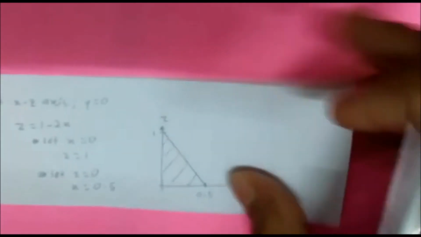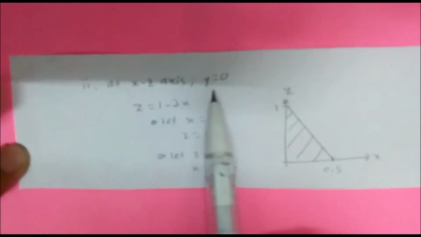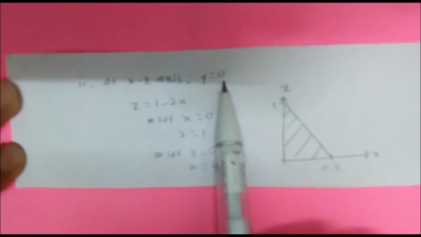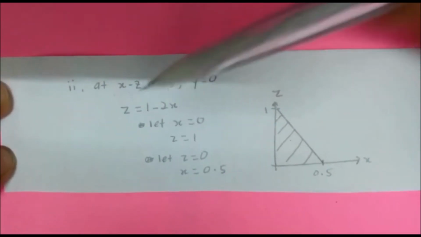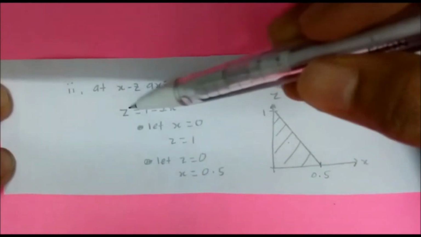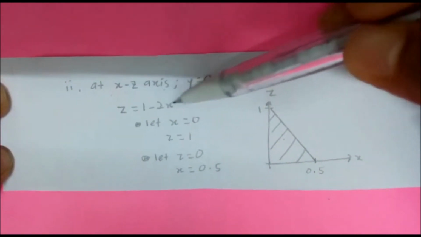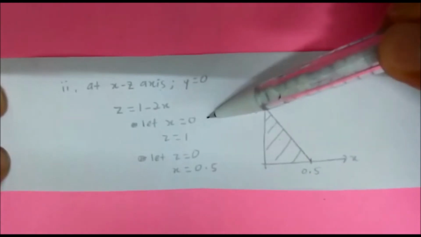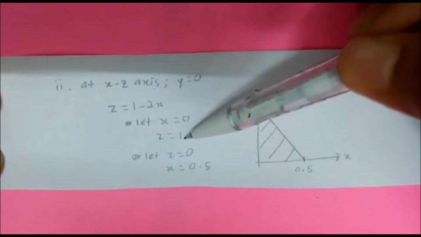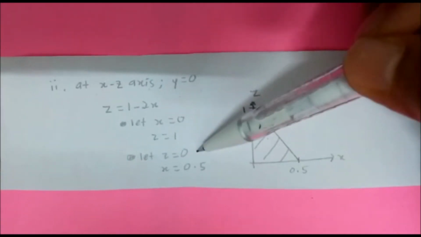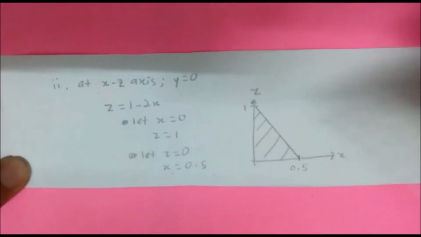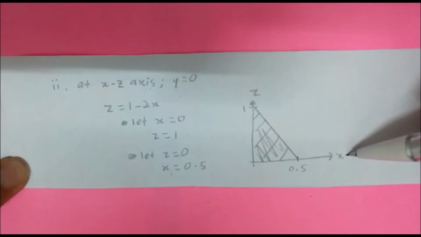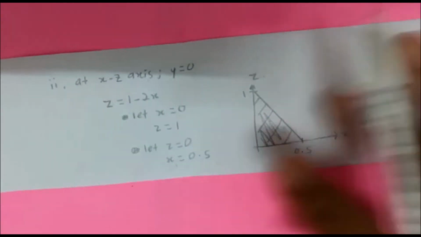For the second, the xz plane, we know that y equals 0. Same as the previous one, if y equals 0, we get that z equals 1 minus 2x. Let x equal 0, we will get z equals 1, and let z equal 0, then we'll get x equal to 0.5. And this is for the xz plane.